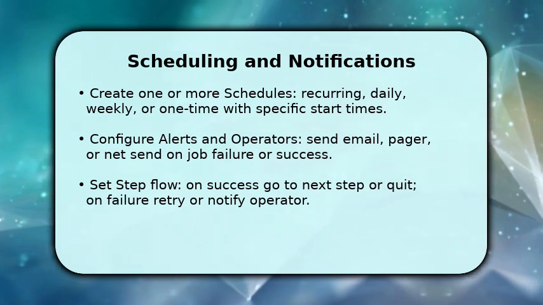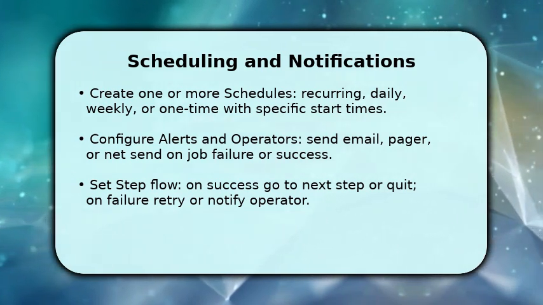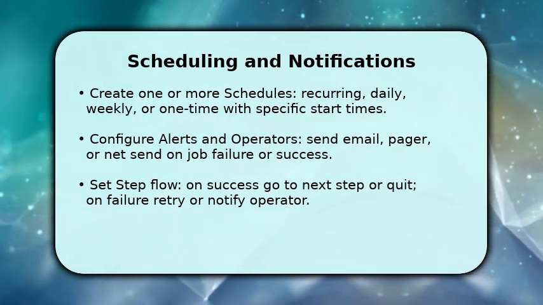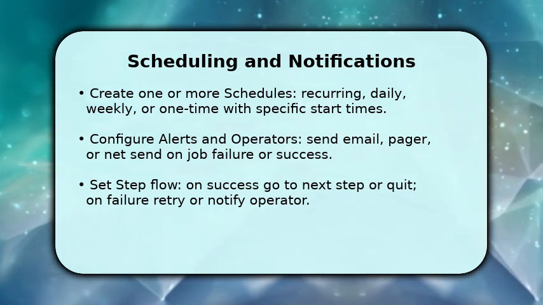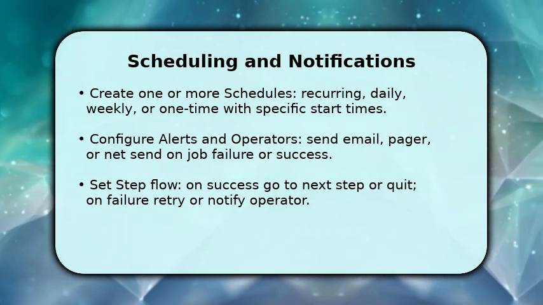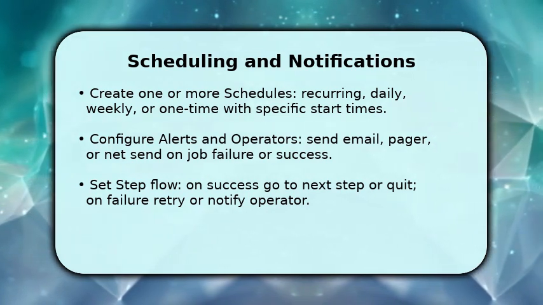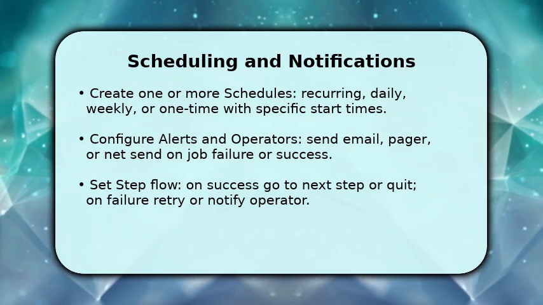Tie alerts to severities or performance conditions. Importantly, define the step flow, decide whether success advances to the next step or ends the job, and set retry counts and intervals on failure. This keeps automated work reliable and observable.